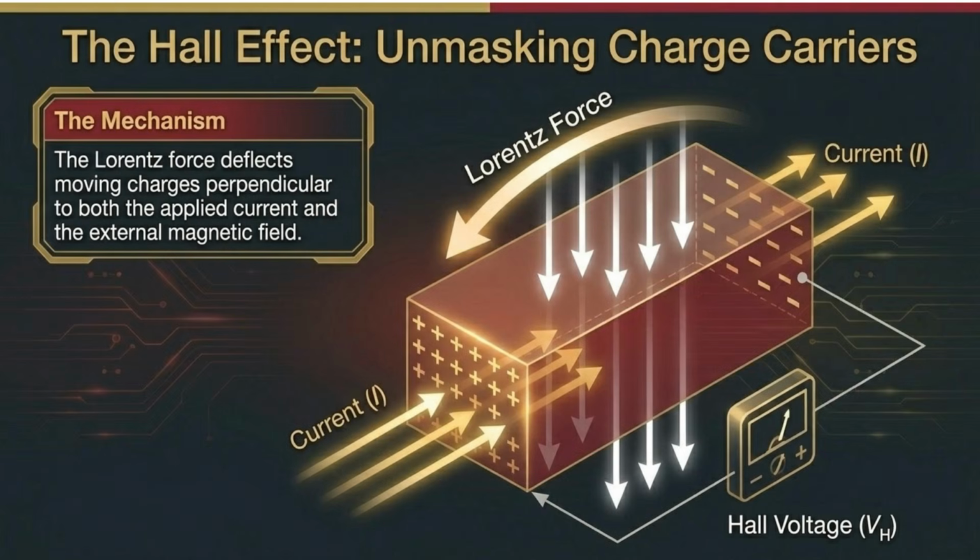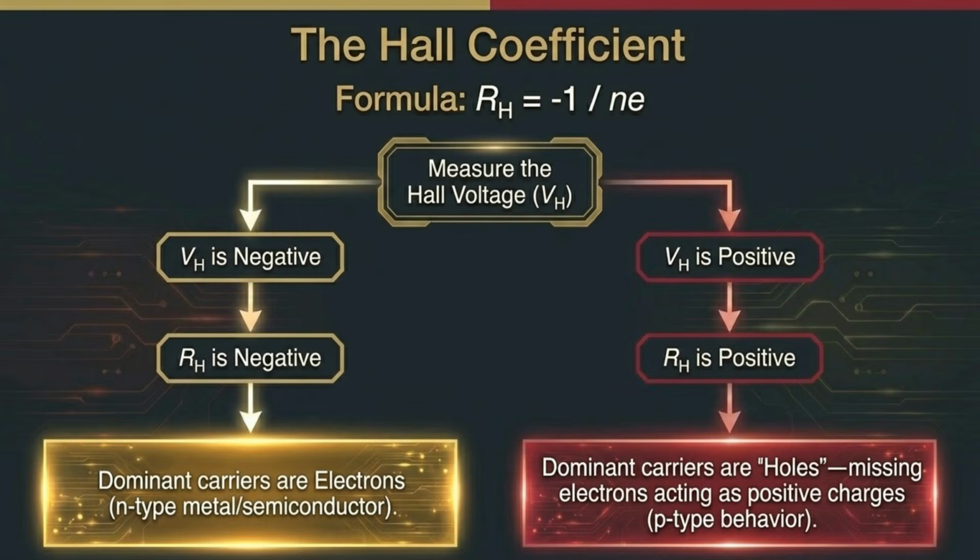The Hall effect is a key transport phenomenon. The Lorentz force deflects moving charges perpendicular to both the current and the external magnetic field, generating a measurable Hall voltage. The Hall coefficient formula, R sub h equals -1 over Ne, allows us to determine the dominant charge carriers. A negative R sub h indicates electrons, while a positive R sub h indicates holes.